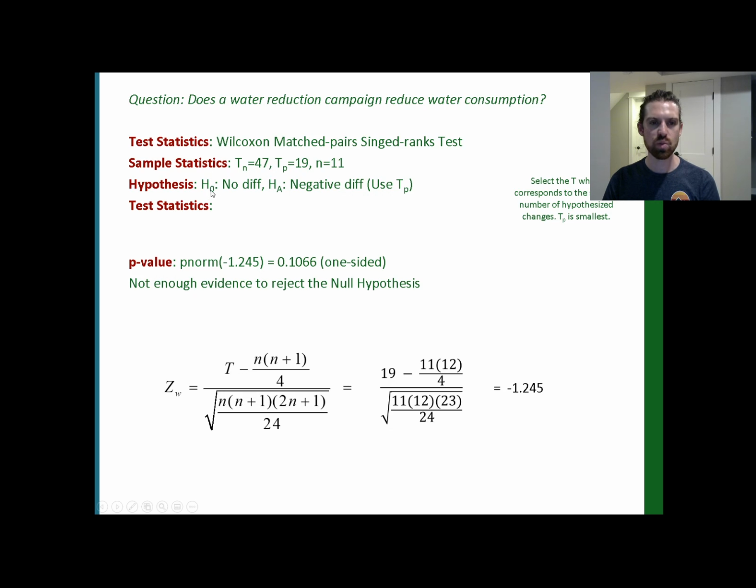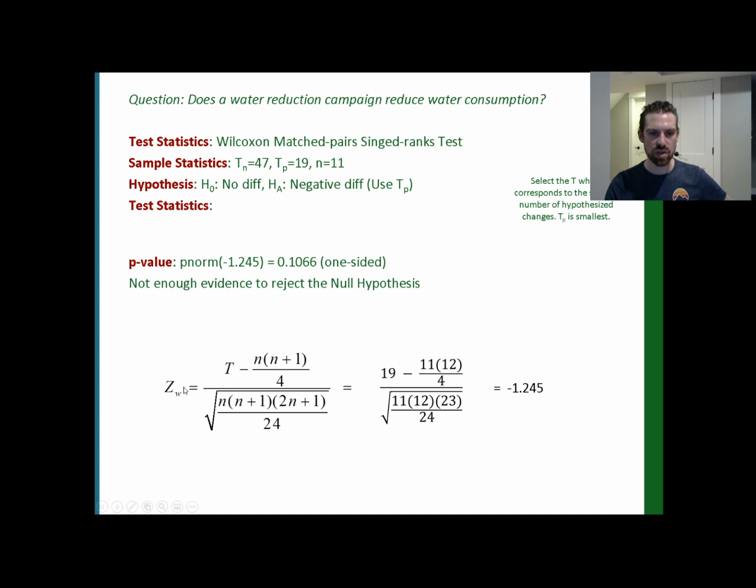So the null hypothesis would be that there's no difference between the periods, so before or after, it's the same. Whereas the alternative hypothesis would be that because this is a water reduction campaign, we actually get a reduction in the amount of water that's used, okay? And we need to select the T for use here, which corresponds to the smaller number of hypothesized changes, okay? And Tp is the smallest.